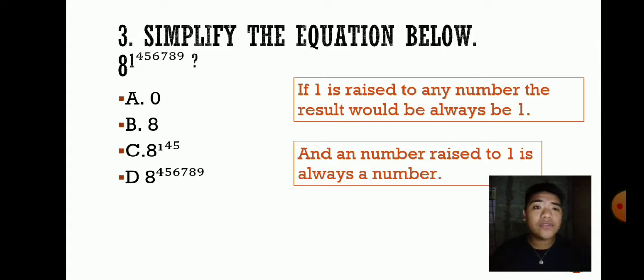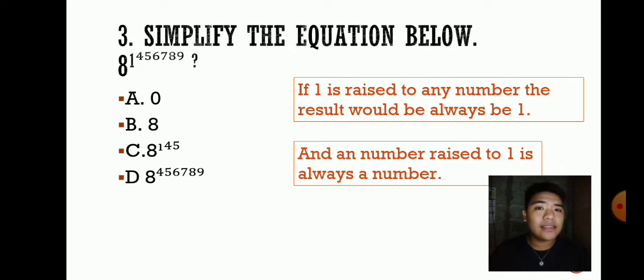And we also know that a number raised to 1 is always the number. When 100 is raised to 1, that is definitely 100. When 1 million is raised to 1, the answer will be 1 million. Any number raised to 1 is always the number.